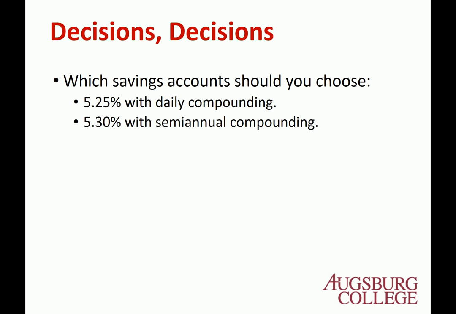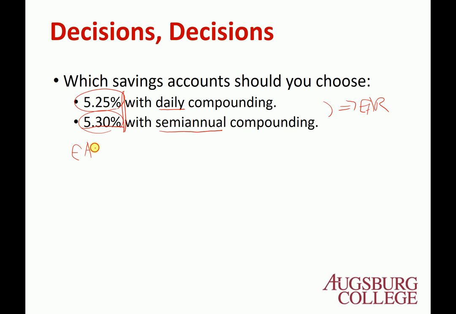So let's look at an example for a decision. Which savings account should you choose? There are two rates, 5.25% and 5.3%. We want to save at a higher rate, right, if risk is similar. If you only look up to this part, probably this one is higher. The problem here is that the compounding frequencies are different. Now, 5.25% is daily compounding, 5.3% is semi-annual compounding. So we cannot directly compare these two numbers. We have to change them to EAR.